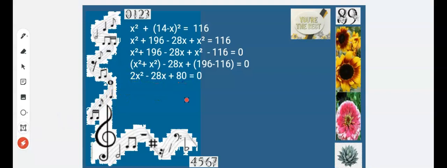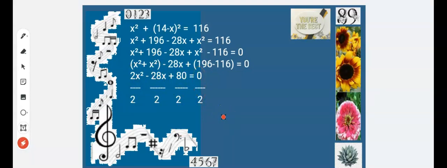And then check if all of these numerical coefficients can be divided by 2. Yes, 2 can be divided by 2, and then negative 28 can be divided by 2, and then 80 can also be divided by 2 without any remainder. So 2, negative 28, and 80 are divisible by 2. So we divide all terms by 2. Then we're going to divide all terms in the equation by 2.